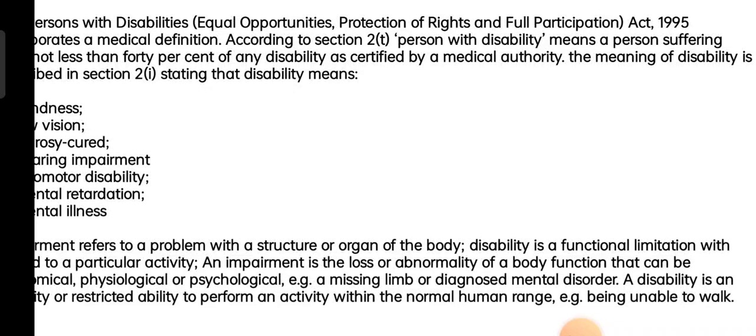A disability is an inability or restricted ability to perform an activity within the normal human range. Example, being unable to walk. You have legs, you have the limbs, upper limb and lower limb, but you are unable to walk. That is disability. And impairment is when you don't have that limb, either because of an accident or something like that, you miss the limb.